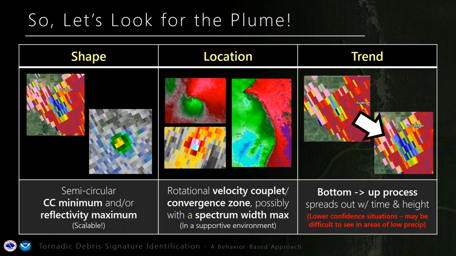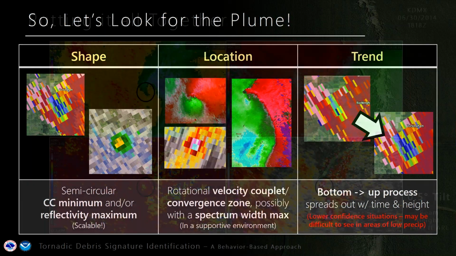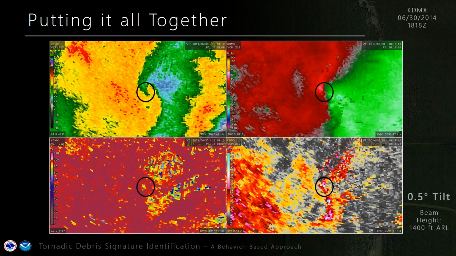See if this is a bottom-up process that spreads upward and outward with time. Now, this last aspect requires either a vertical continuity or temporal continuity with the radar signature. And for warning operations, time is of the essence. So I would reserve this last aspect, this trend aspect for the plume, only in lower confidence situations. So now we'll go through examples. The rest of the talk is pretty much examples.